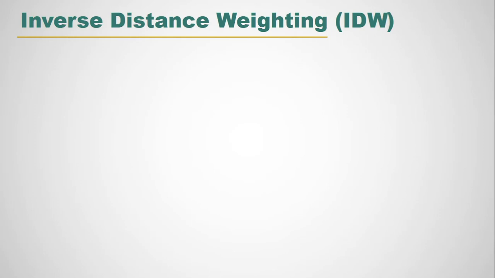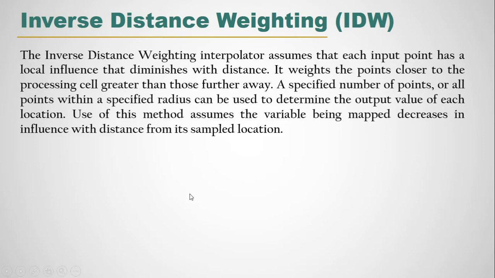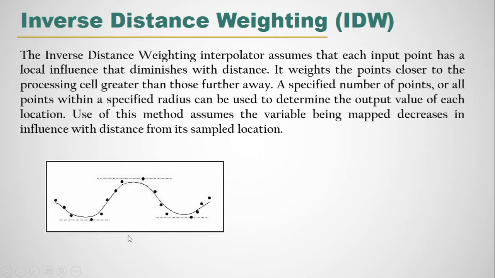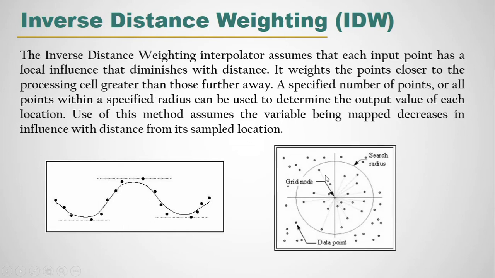What is inverse distance weighting, or IDW? The inverse distance weighting interpolator assumes that each input point has a local influence that diminishes with distance. It weights the points closer to the processing cell greater than those further away. A specified number of points, or all the points within a specified radius, can be used to determine the output value of each location. Use of this method assumes the variable being mapped decreases in influence with distance from its sampled location.